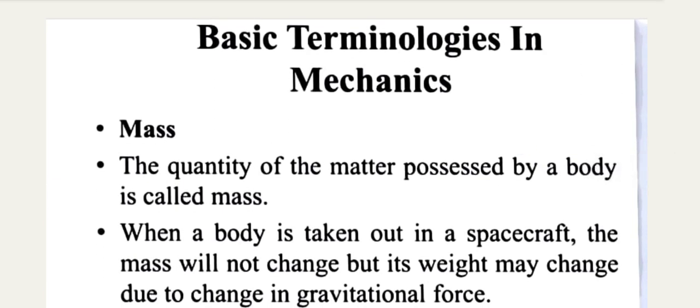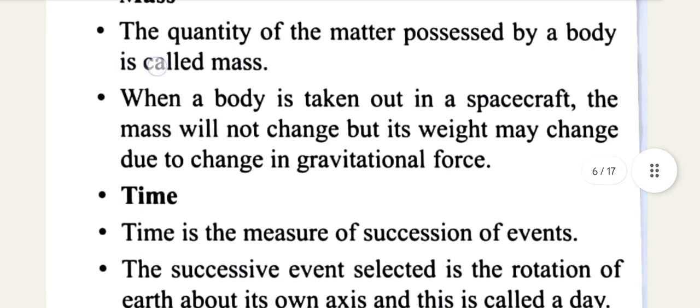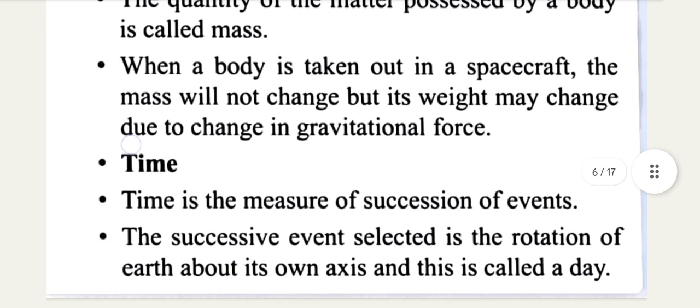Basic terminologies in mechanics. First one is mass. The quantity of matter possessed by a body is called mass. When a body is taken out in an aircraft, the mass will not change, but its weight may change due to change in gravitational force. Next one, time. Time is the measure of succession of events.